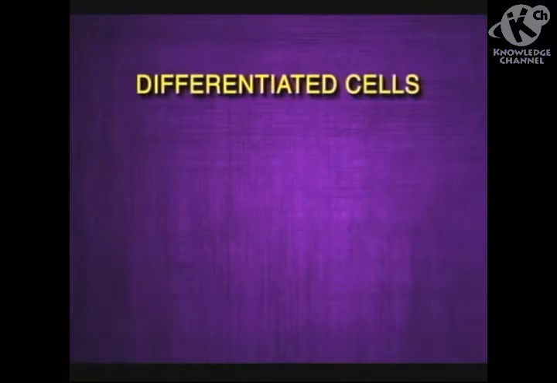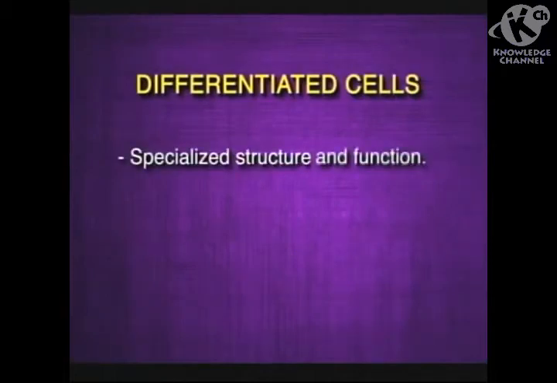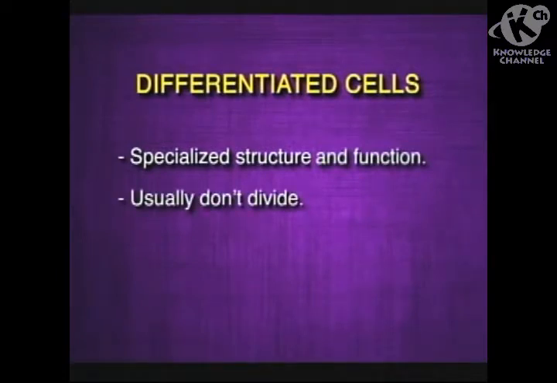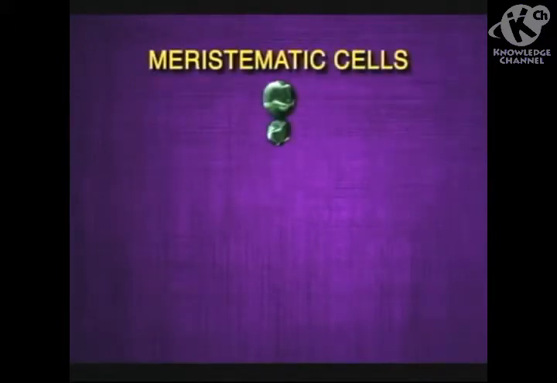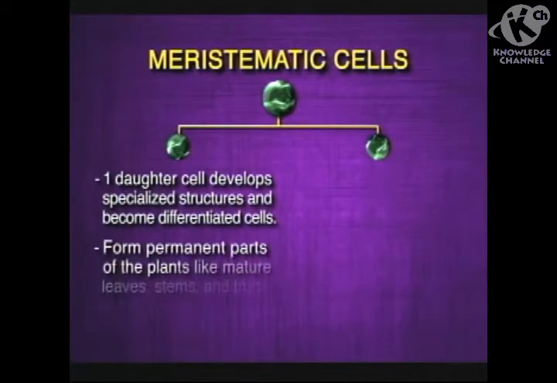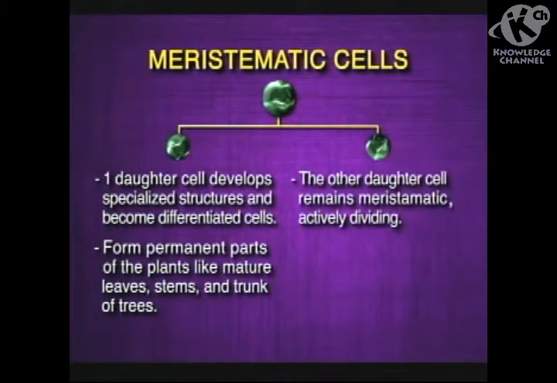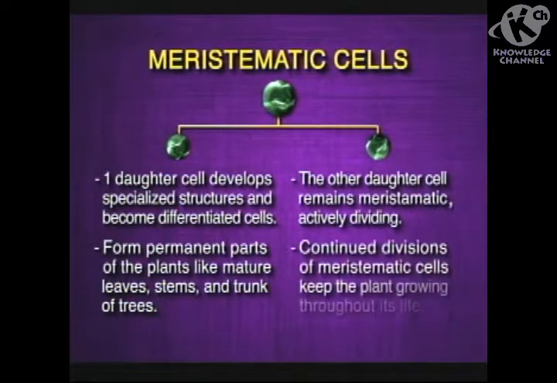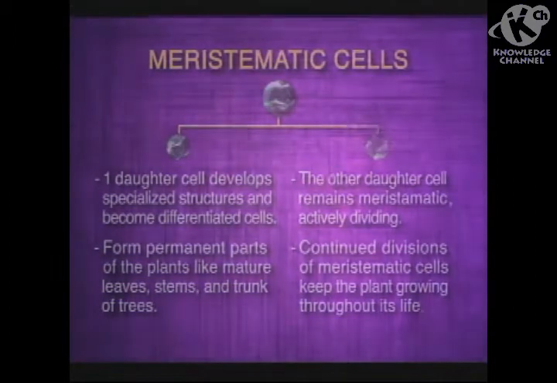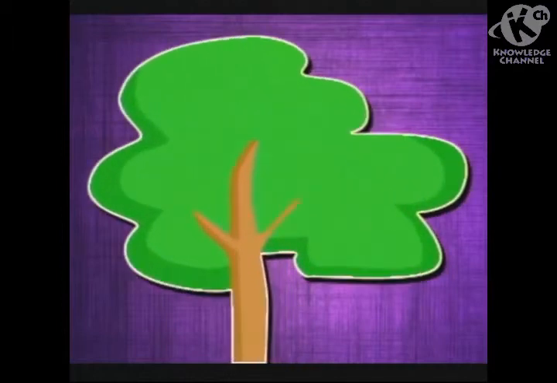Differentiated cells, on the other hand, are specialized in structure and function and usually don't divide. Normally, each time a meristematic cell divides, one daughter cell develops specialized structures and becomes a differentiated cell, while the other daughter cell remains meristematic or actively dividing. Continued divisions of the meristematic cells keep the plant growing throughout its life. The differentiated daughter cells, on the other hand, form permanent parts of the plants like the mature leaves, stems, and the trunk of trees.